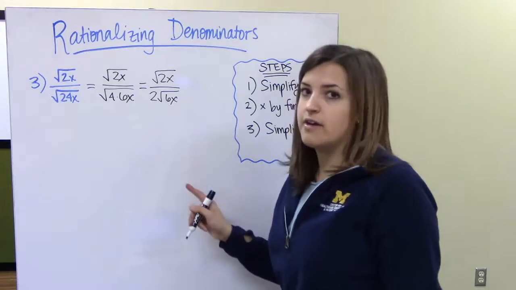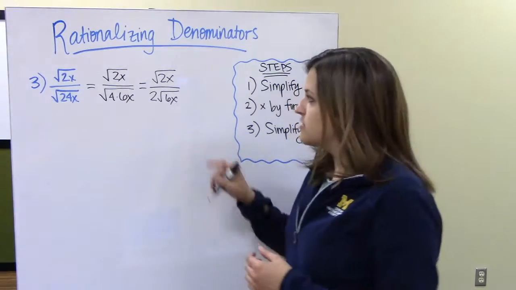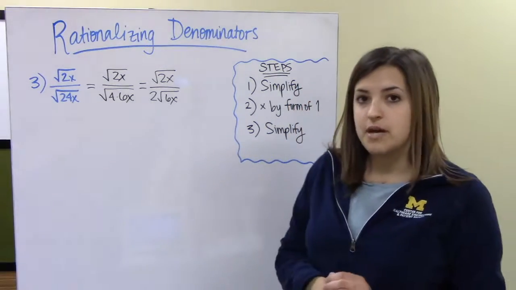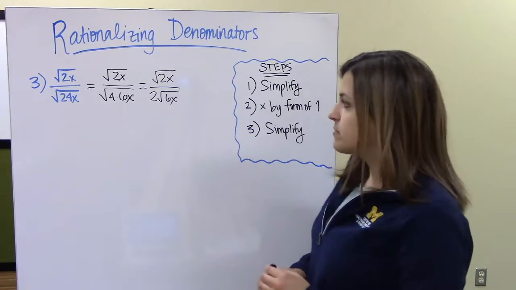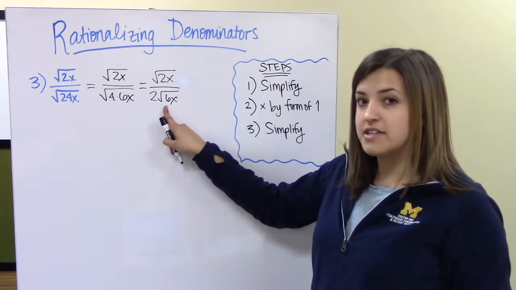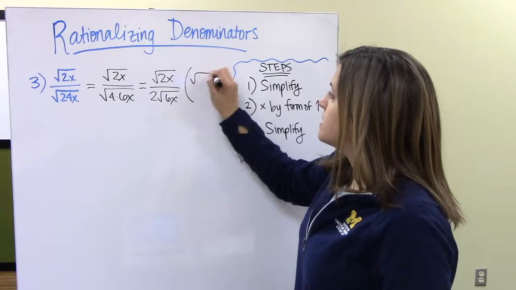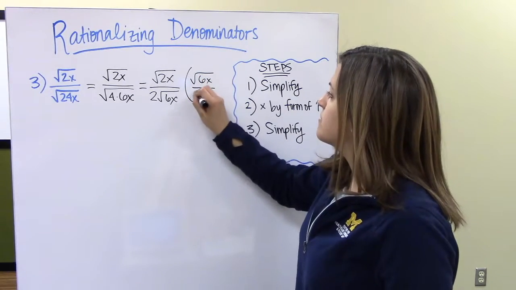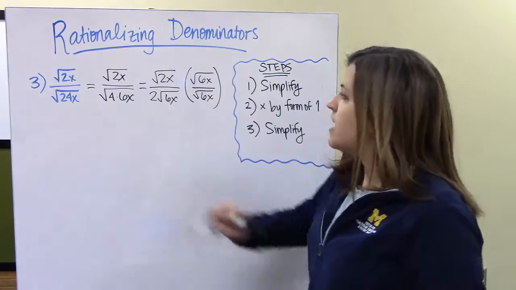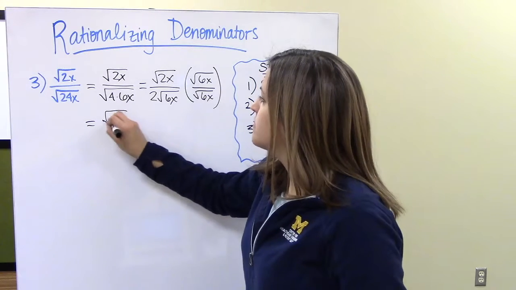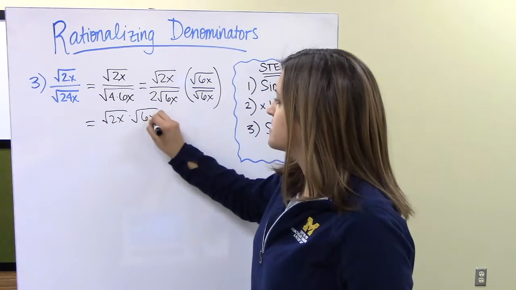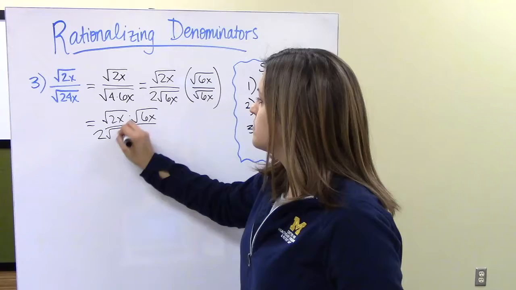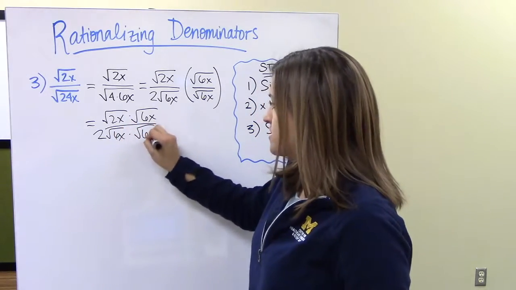I'll leave you to check that by yourself, but let's move on. So our second step here is to multiply by a form of 1. So I'm going to use that square root of 6x in the denominator, and I'm going to multiply top and bottom by the square root of 6x. And I'll see that I get the square root of 2x times the square root of 6x over 2 square root 6x times square root 6x.